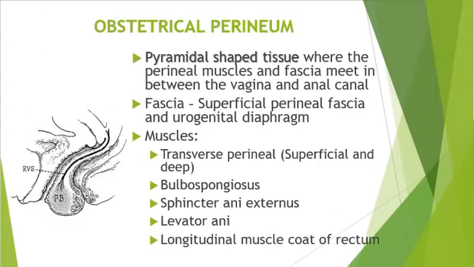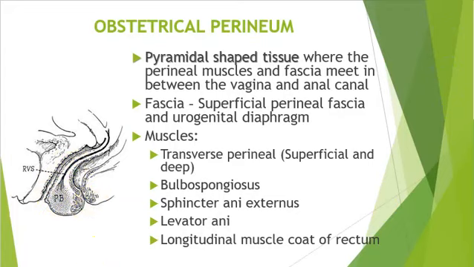So first topic to be discussed is episiotomy. But before we go into the episiotomy proper, let us recapitulate the perineum, which is a part which we will be cutting during the episiotomy. So obstetric perineum. This is a pyramidal shaped tissue where the perineal muscles and fascia meet in between the vagina anteriorly and the anal canal posteriorly.